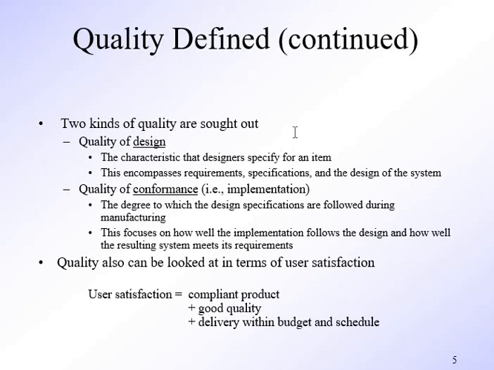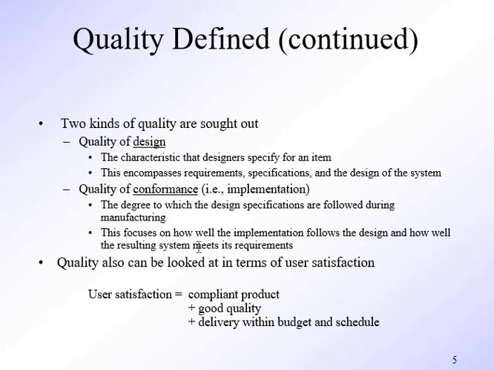The second is the quality of conformance, or we can say the quality of implementation. Once we have the requirements ready and the design of the system ready, meaning software modeling is ready, now it's time to come up with the implementation. It is the degree to which the design specifications are followed during manufacturing. This focuses on how well the implementation follows the design and how well the resulting system meets the requirements. Ultimately, proper requirements converted to proper design, and proper design properly followed, will give you quality code, meeting the end requirement.